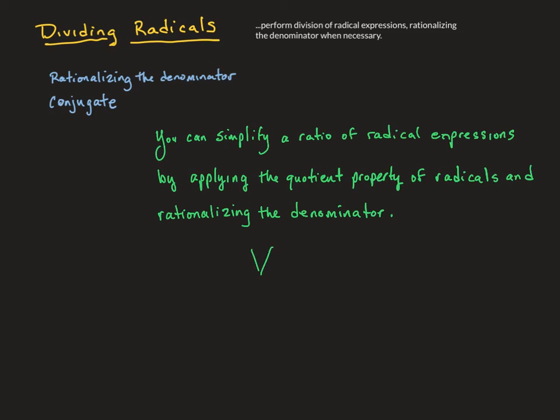And the quotient property, again, is going to be something along this, right? If I have the nth root of a over the nth root of b, that is the same thing as the nth root of a over b. And then conversely, the nth root of a over b is the same thing as the nth root of a over the nth root of b.